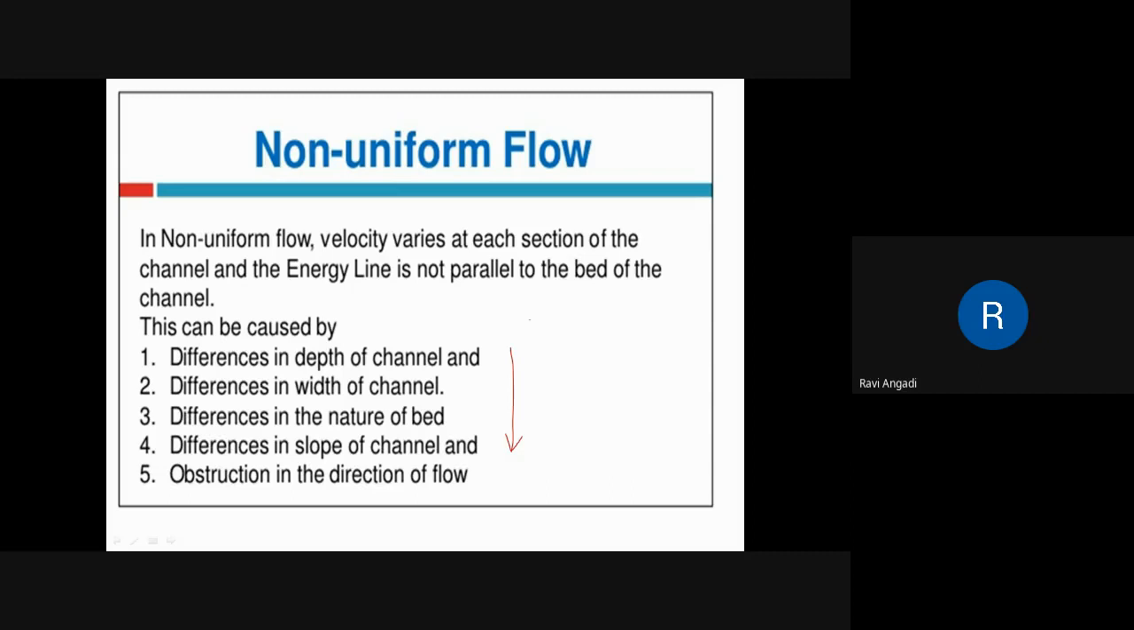So these are all the causes of non-uniform flow. In uniform flow there is only one depth throughout the length of the channel, where the velocity remains constant. But for a non-uniform flow, these are the causes: differences in the depth of the channel, differences in the width of the channel, differences in the nature of the bed, differences in the slope of the channel, and obstruction in the direction of flow. So these all cause non-uniform flow. Is it clear? Yes, sir.